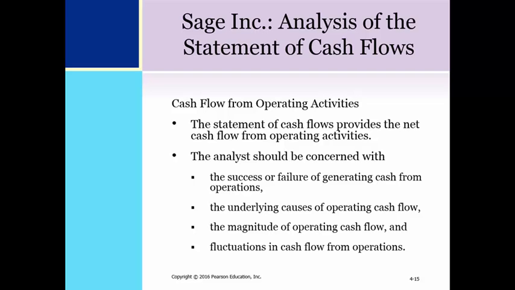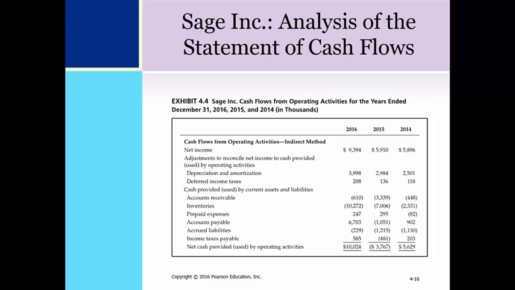When analyzing cash from operations, or CFO, the analyst should be concerned with the firm's ability to generate consistent and positive CFO. Also look at the causes of differences between the CFO amount and the net income for any single year. Let's analyze CFO for Sage Inc. for the 3-year period from 2014 to 2016.